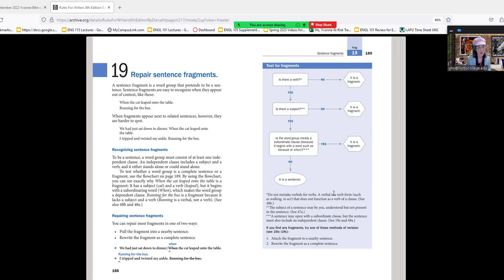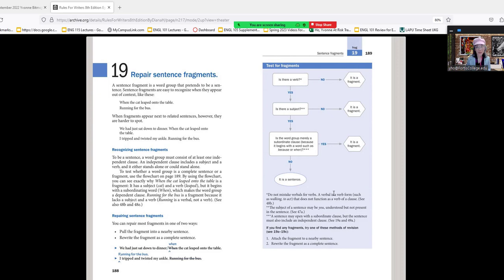when the cat leaped onto the table is a fragment. It has a subject and a verb, cat and leaped, but it begins with a subordinating conjunction, when, which makes the word group a dependent clause. So whenever you start a clause with a subordinating conjunction, you end up with a dependent clause, which is not a complete thought. Running for the bus is a fragment because it lacks a subject and a verb. And running is a verbal, not a verb.